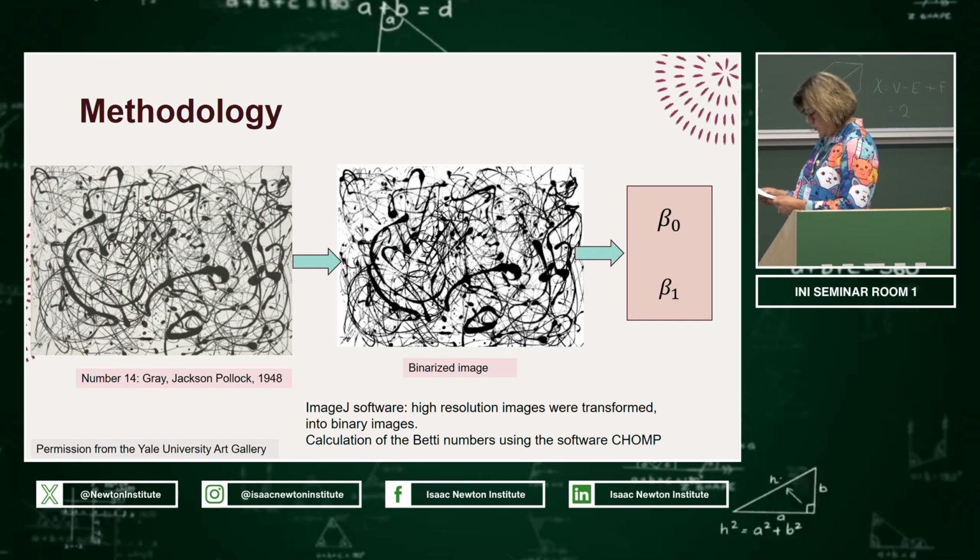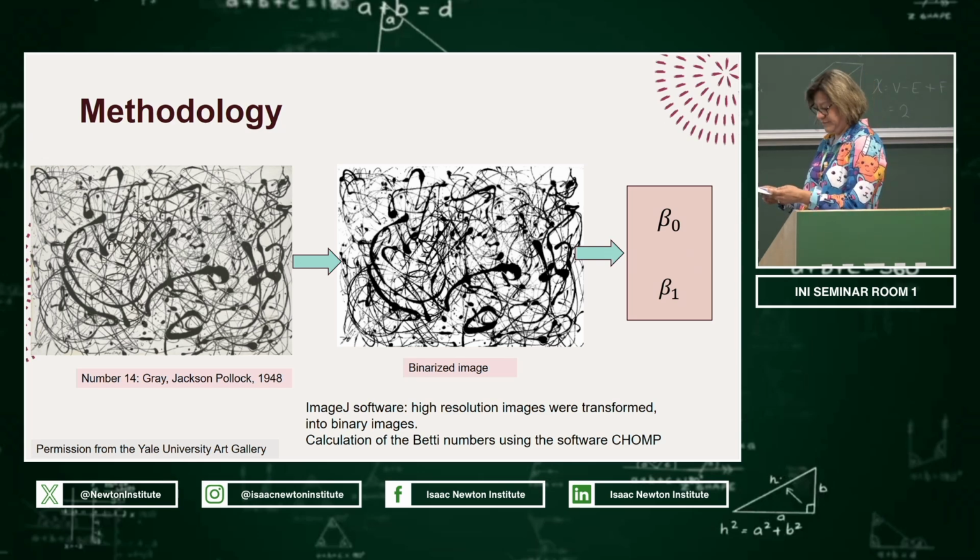The methodology we use involves transforming the high-resolution image of the artwork into a binary image. The algorithm used has been tested by many image analyses, and the grayscale binarization threshold and selection of the area normalized according to the size of the artwork. All are well established and defined. Then, with the binarized image, it's possible to quantify the Betti numbers using the CHUM software.